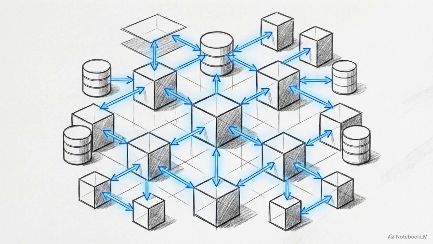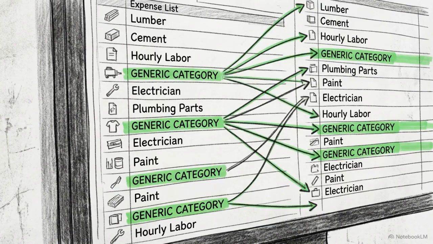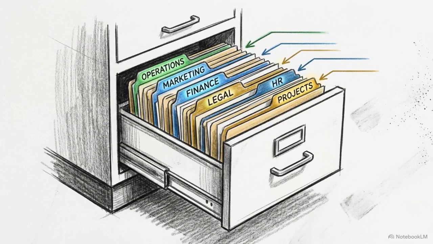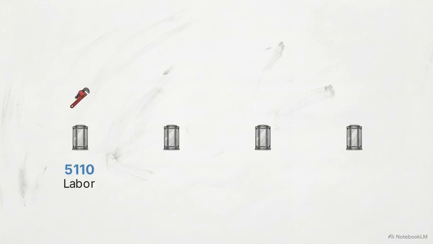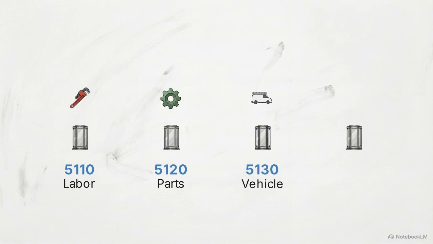We need to establish a precise data structure before we can apply any automation. We have to move away from generic expense buckets. Instead, use specific cost of goods sold accounts to isolate every dollar spent servicing these agreements. We break it down into 4 distinct 5100-level operational silos. We create account 5110 for labor, 5120 for parts, 5130 for the vehicle, and 5140 for overhead.